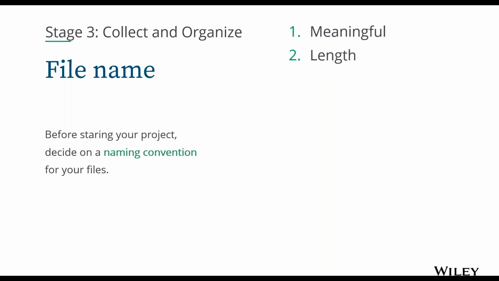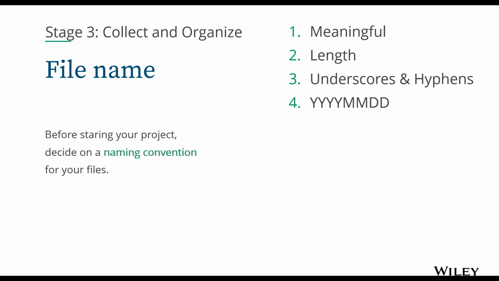You also want to keep names at a reasonable length. Some applications don't work well with long file names, and a maximum of 25 characters is a pretty good rule of thumb. You want to also avoid using spaces or blank spaces in a file name. Instead, you can use underscores and hyphens to separate elements within a name.